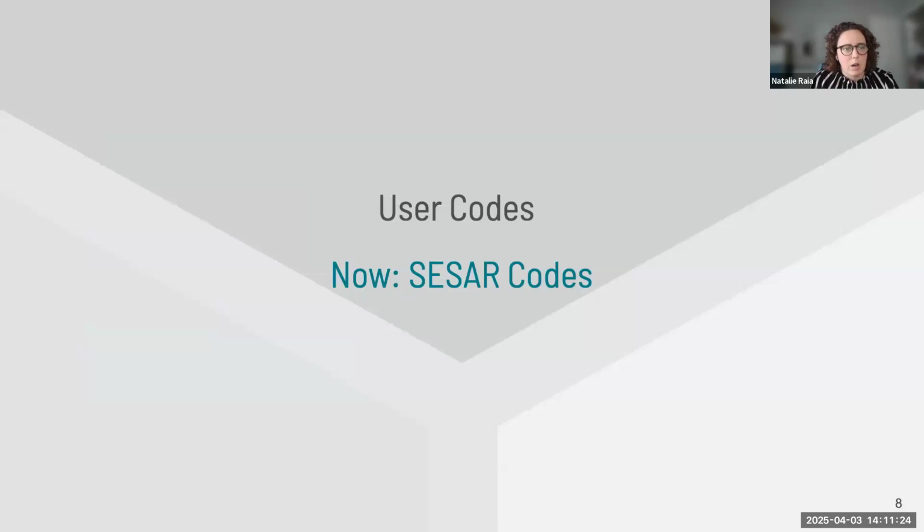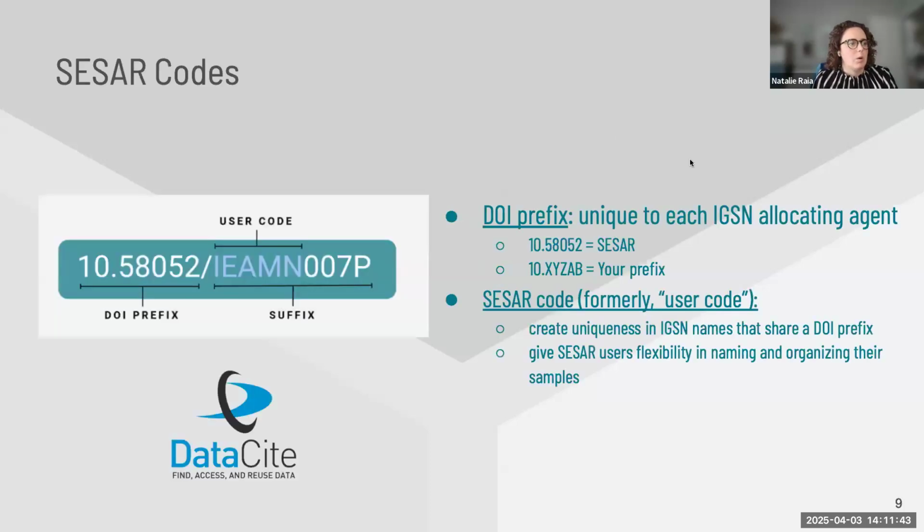One thing we did want to note is that with the rollout of the Teams functionality, we've updated what were once called user codes into CSAR codes. There was a misalignment with the concept of user versus team, and we didn't want to create confusion. So just as a reminder, it's purely a name change. The user code is a part of the IGSN alphanumeric structure. And we're showing that user code, now CSAR code, in the blue on the left.